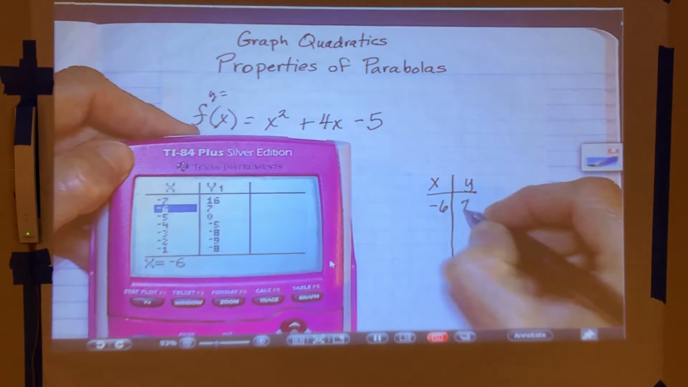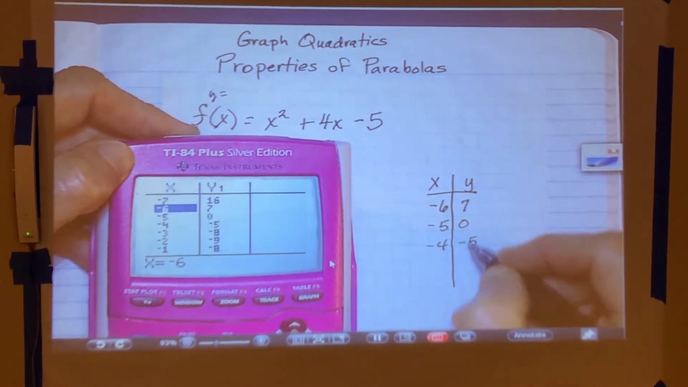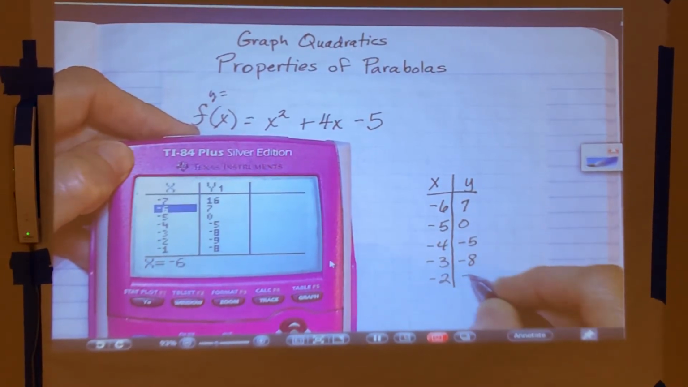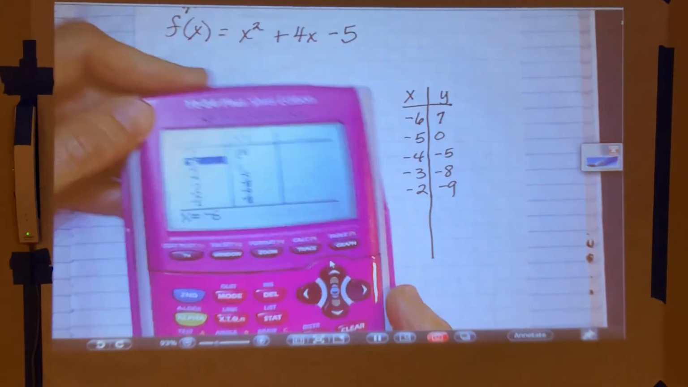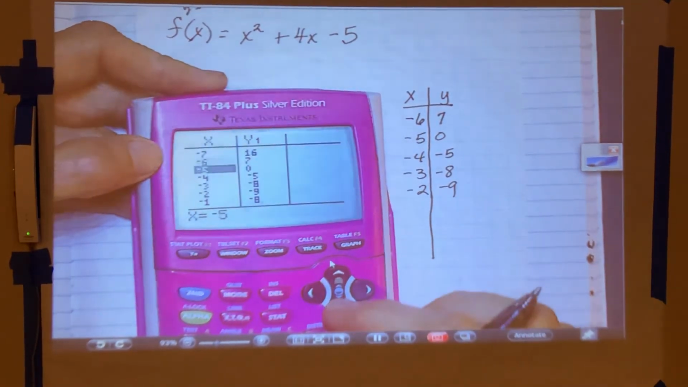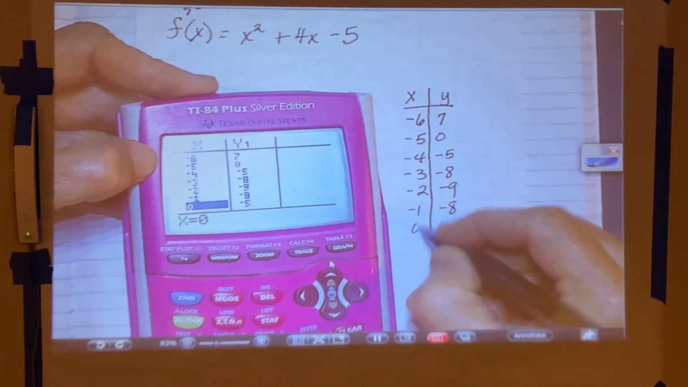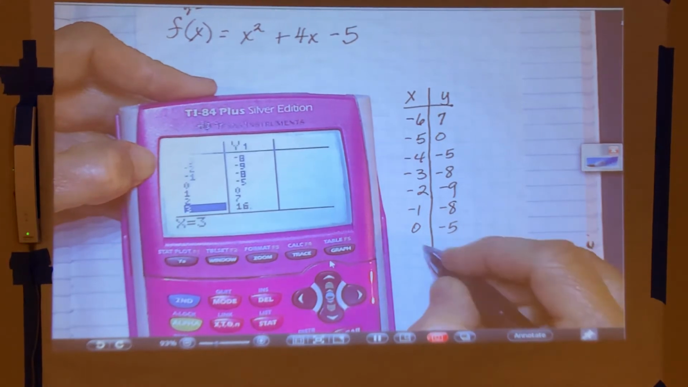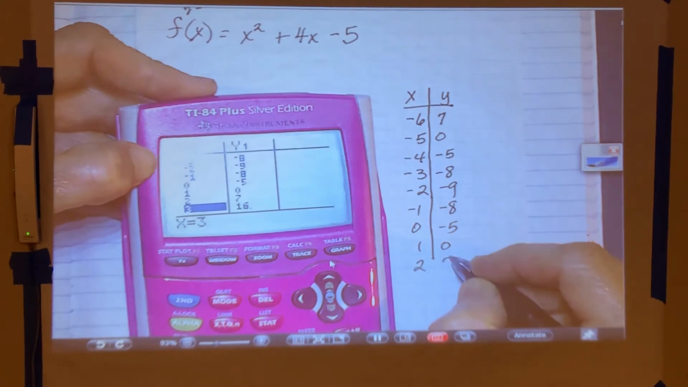And I'm just going to jot these down. I've got -5, 0, -4, -5, -3, -8, -2, -9. And then I'm going to continue on and extend that chart down so that I can get the mirror side of all that. So I'm going to scroll down here in my calculator. We've got -1, -8, 0, -5, and I can pretty much already guess I got 1, 0, and 2, 7.